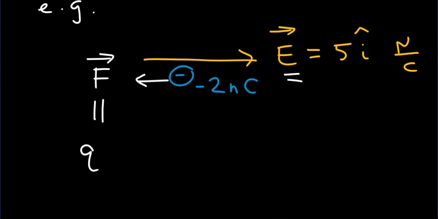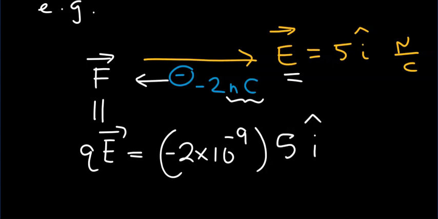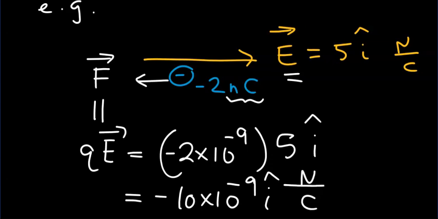So the force is Q times the electric field. Now Q is the negative charge, so it's -2 times 10 to the power -9. I am converting nanocoulomb to coulomb. The electric field is 5 in the direction of I hat. So you get -10 times 10 to the power -9 I hat newtons per coulomb, which is -10 to the power -8 I hat newton per coulomb.